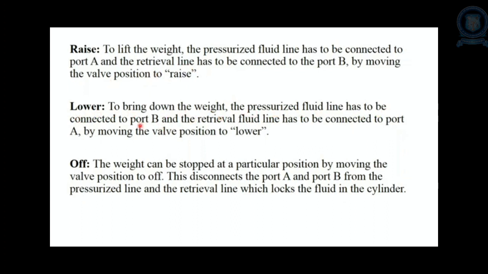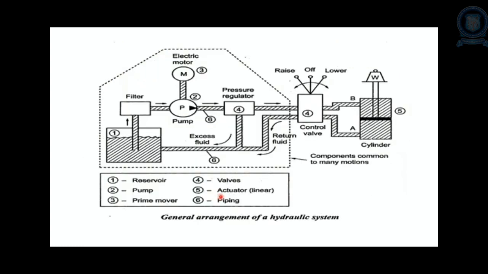the port B and the retrieval fluid line has to be connected to port A by moving the valve position to lower. Then off: the weight can be stopped at a particular position by moving the valve position to off. This disconnects port A and B from the pressurized line and the retrieval line, which locks the fluid in the cylinder. So this is the general arrangement of hydraulic system.